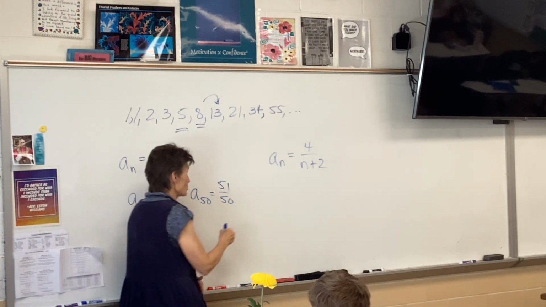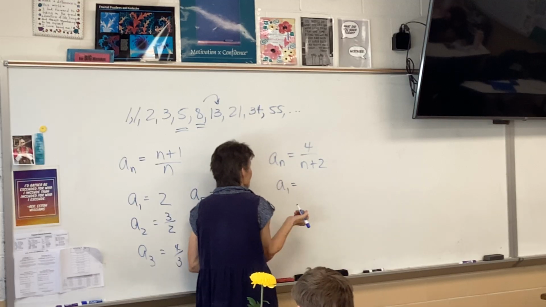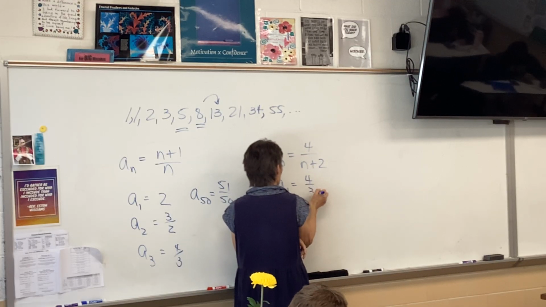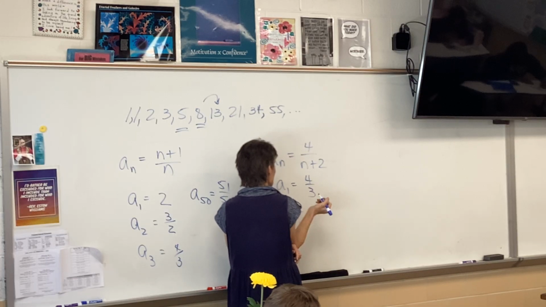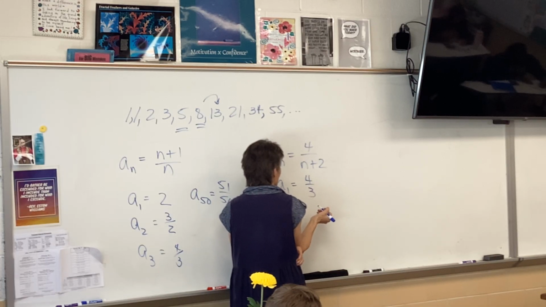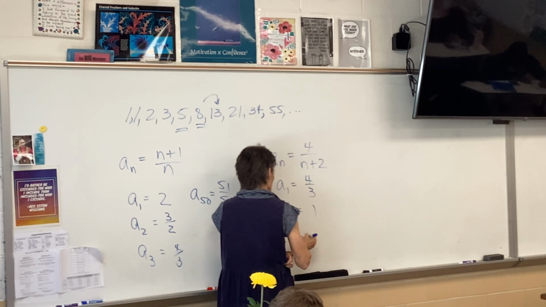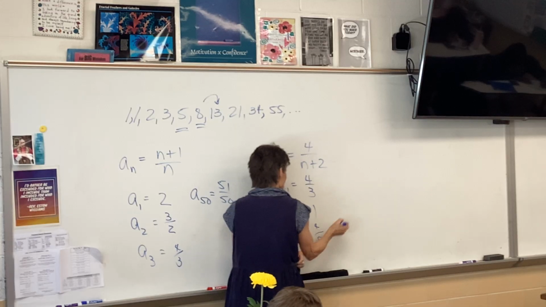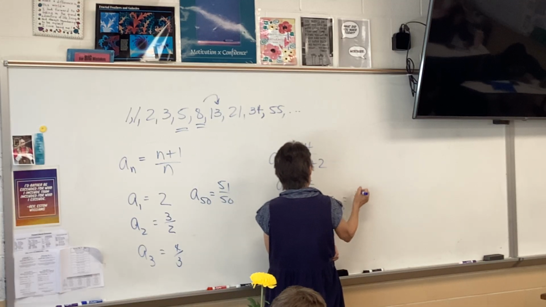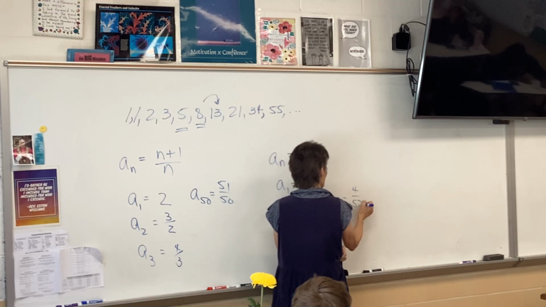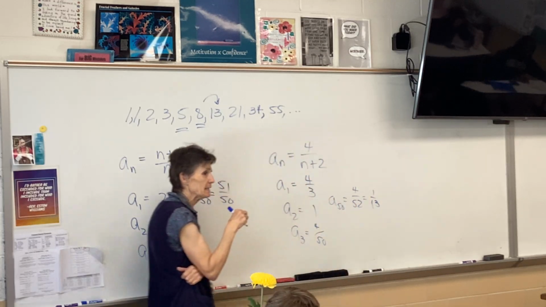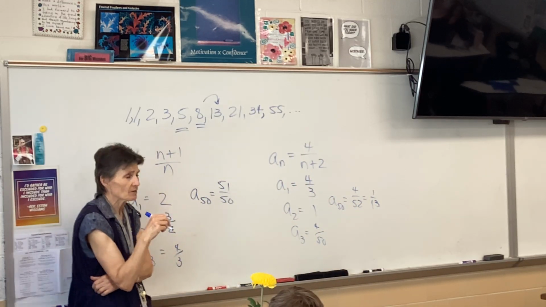All right, what about this one? What's the first term of this one? 4 over 3. Second term is? So 1, 4 over 4. A sub 3, 4 fifths. And then skip to A sub 50, which we always reduce, so that would be 1/13. Easy. Nothing to it.